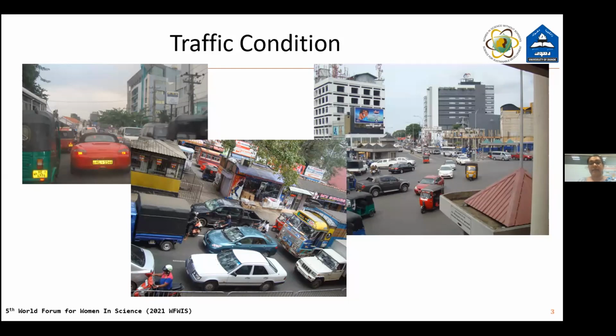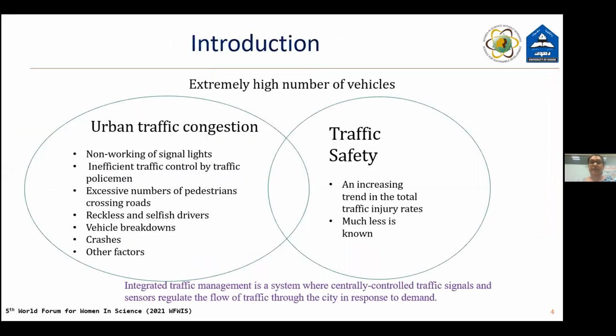And there are a lot of problems connected with the congestion level, so that even to go a few kilometers takes hours and hours. The average speed of the vehicles is below 15 kilometers per hour. Therefore, it is a timely need to look at these problems and find a solution. As I mentioned earlier, the number of vehicles is increasing day by day. Due to that, we have two main problems. One is traffic congestion, and the other is traffic safety.